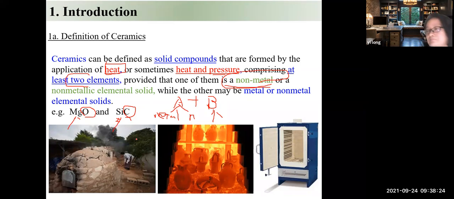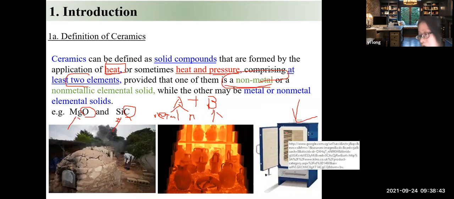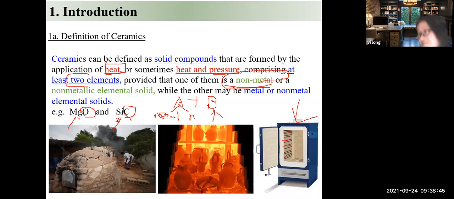Okay, so let's continue. You can see these are the ones used, like people make rice bowls, porcelains, heated up at very high temperatures. And in modern days, like what you are going to see in the heat treatment lab in B2, in MSE, you will see a lot of this type of furnace. They use electricity to heat up. We call it an electric furnace.